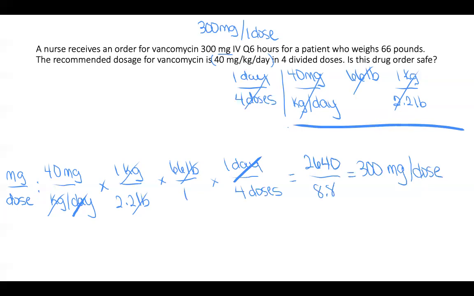All right, so we're not done, because the problem didn't ask us to calculate a dosage amount. It asked us to compare. It asked us if the order the doctor wrote is safe. So the order the doctor wrote right here, 300 milligrams per dose, right? So let's compare it to what we just solved for, 300 milligrams per dose. They are equal, which means that it is a safe dose.